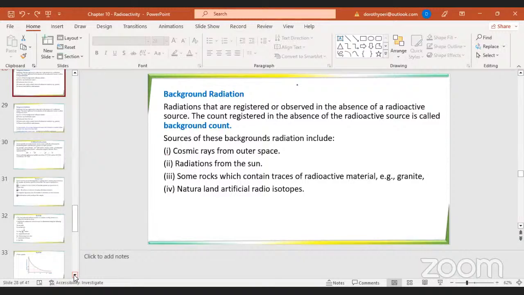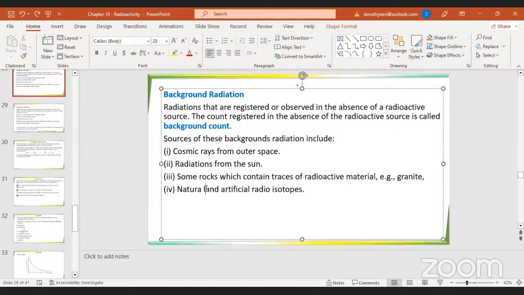The sources of background radiation: cosmic rays from outer space, radiations from the sun, rocks. We all know we are surrounded by rocks or other materials. They will produce that. Then we have natural and artificial radioisotopes.